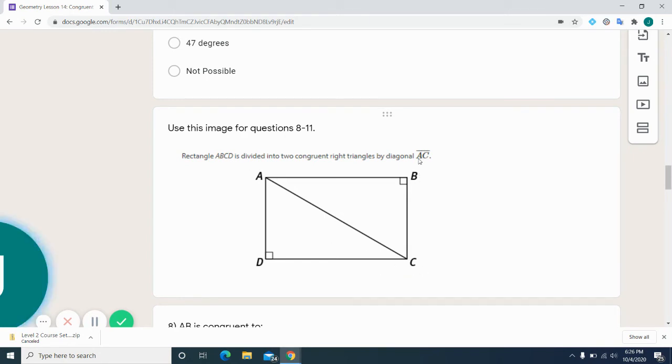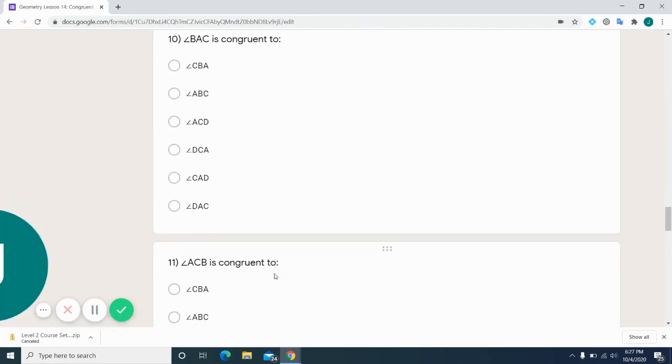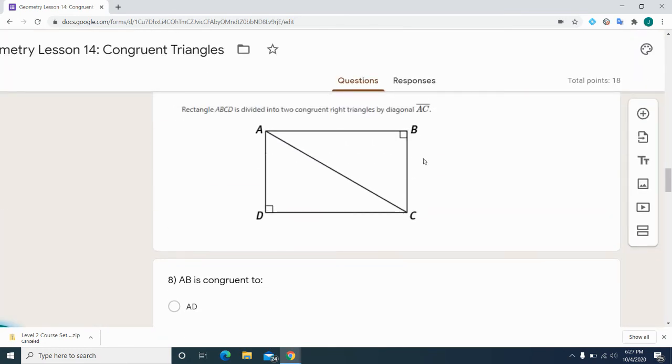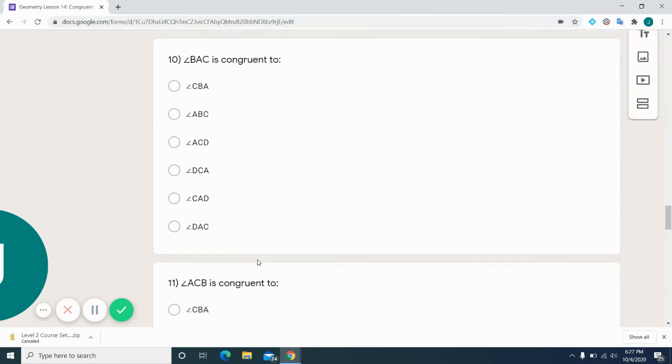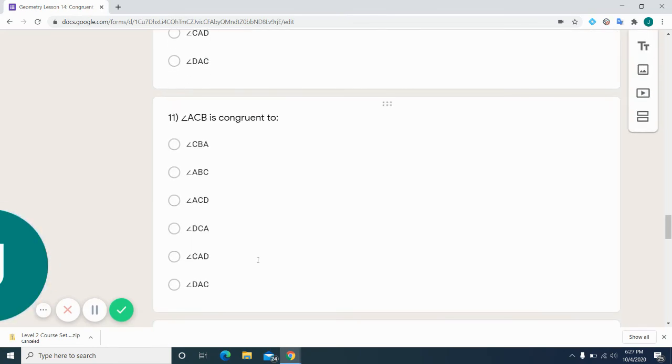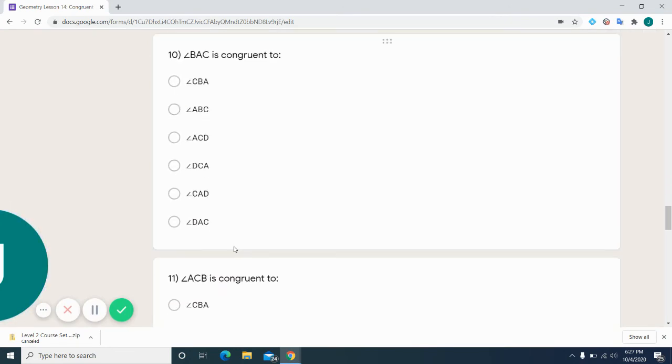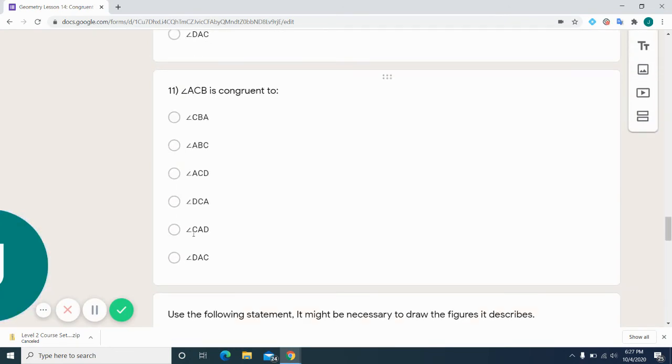So we did ACB, that's going to be a congruent. You're going to go CAD. Notice that, start where it's cut in half, go all the way across, and then you go the short way to the right angle. So ACB is the same as CAD. So ACB, we're going to pick CAD, which we have, CAD.